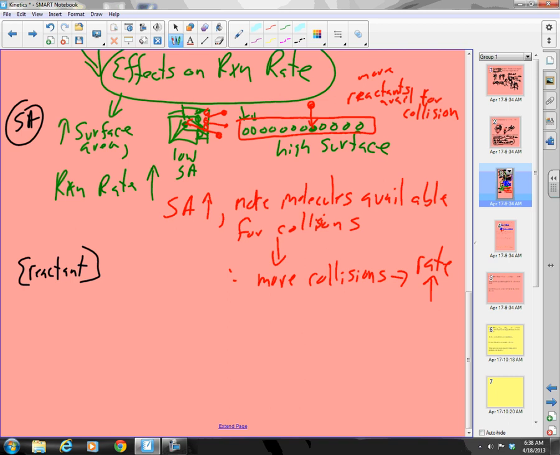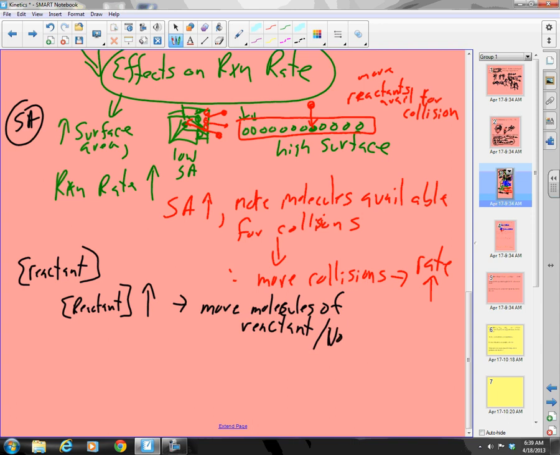Well, if the concentration of my reactant increases, what does that mean? Well, that means there are more molecules of reactant per volume, right? So that means they're more concentrated, right? There are more molecules per volume. Now, what does that mean? I have one or two.